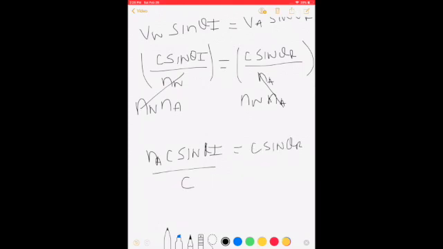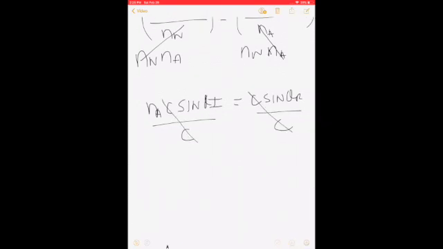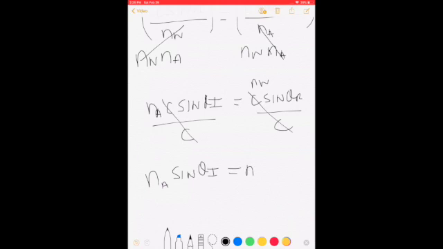If we divide both by the speed of light, seeing as they're both the same, we then get the index of refraction in the air times sine theta of angle of incidence, which is equal to the index of refraction in the water times the sine theta of refraction. So this right here is our second equation.